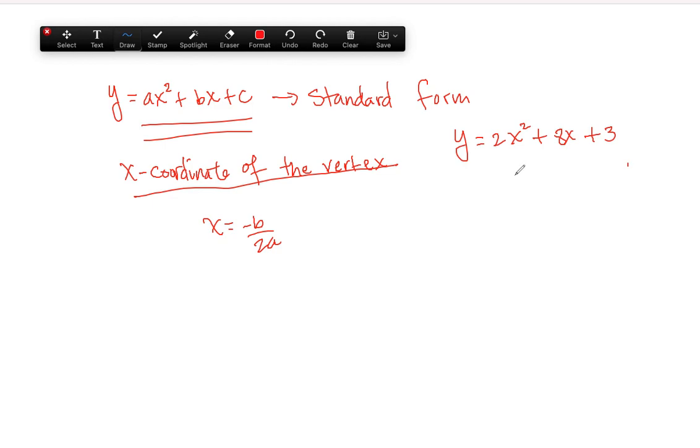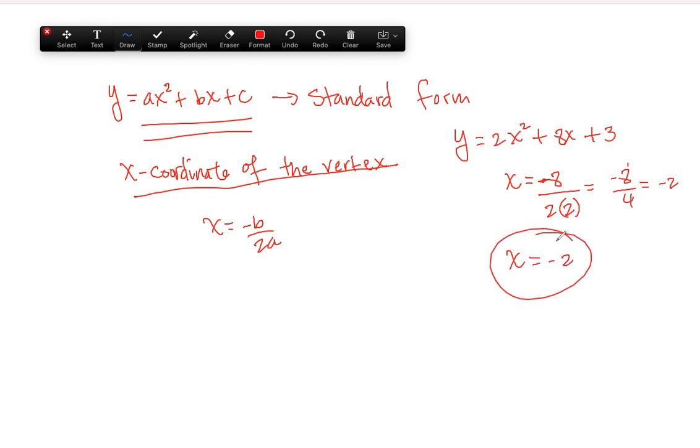Well, wouldn't you just plug it in? Negative 8 for b, and then 2 for a. Over 2 times 2. Simplify, tell me. Well, it's just negative 8 over 4. Yep, which is negative 2. Exactly. So you get x equals negative 2.